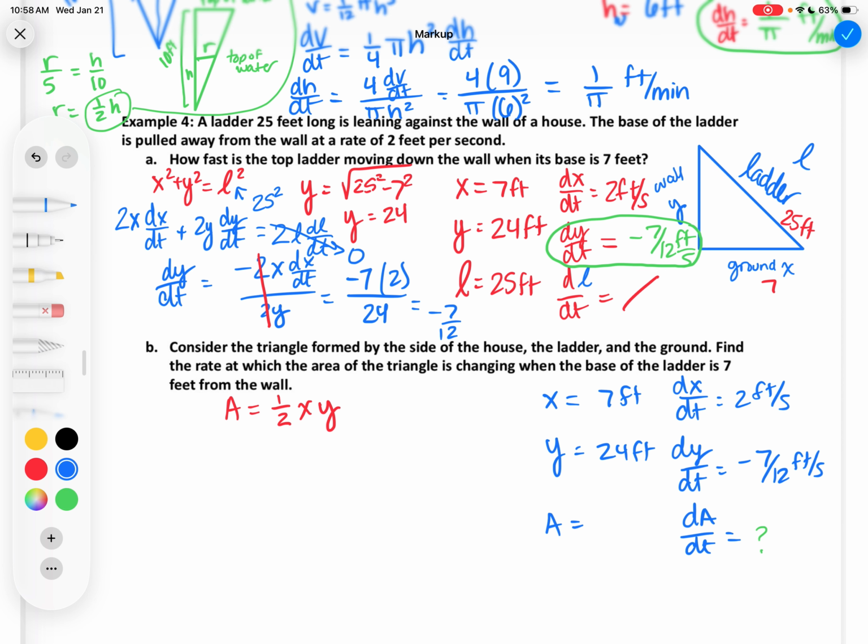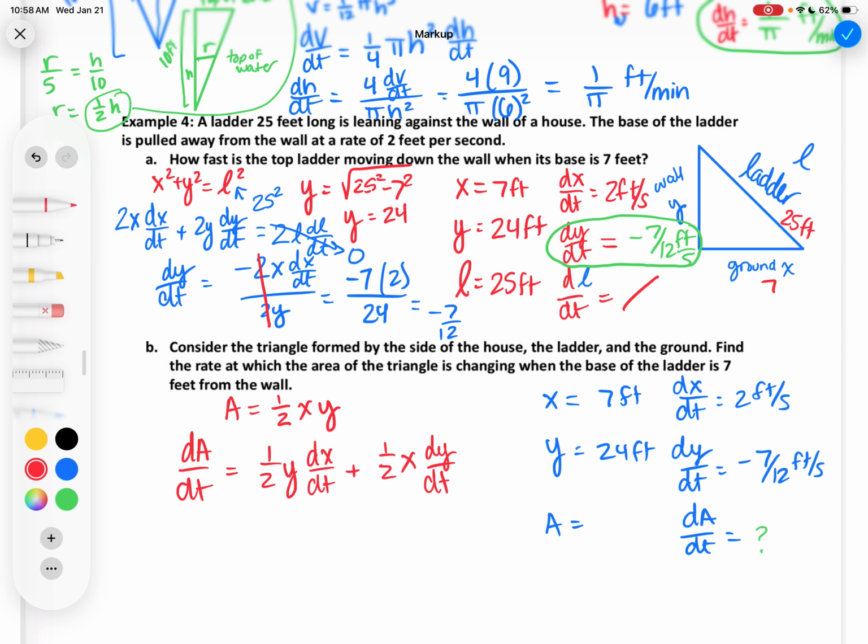So this is a product rule. So we've got dA/dt equals, I'm going to put the 1/2 with the X. So the derivative of the first would be 1/2 dx/dt, so this is 1/2 y dx/dt, plus the first, 1/2 x, times the derivative of the second, which would be dy/dt.